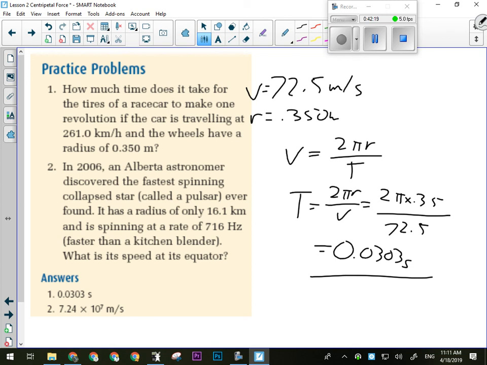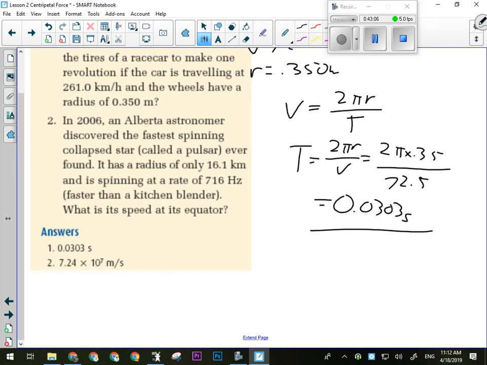Okay, so number 2. In 2006, an Alberta astronomer discovers the fastest spinning collapsed star, which we call a pulsar, ever found. It has a radius of only 16.1 kilometers and is spinning at 716 hertz. So imagine this: you have something that has more mass than our sun, compressed into an area only 16.1 kilometers in radius, so only 32 kilometers across, and it spins around 716 times in 1 second. There are some weird things in outer space, and pulsars are one of them. These are very, very strange objects.